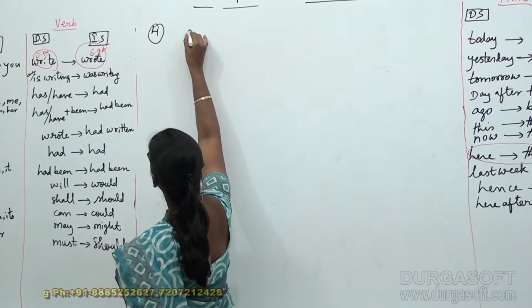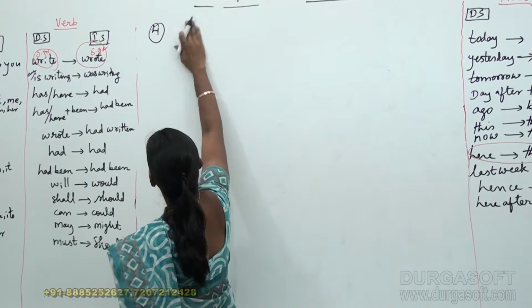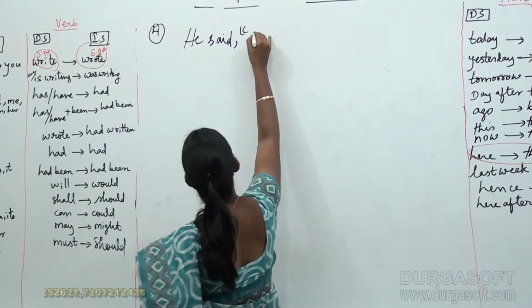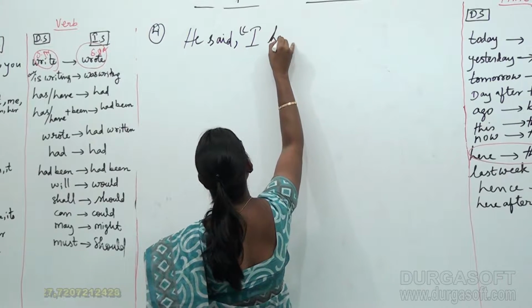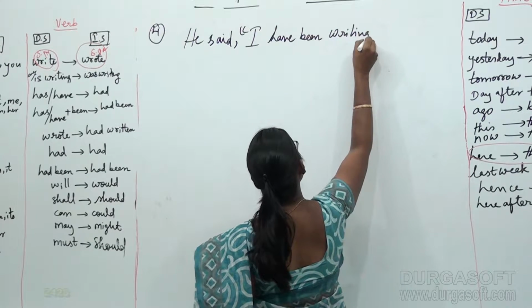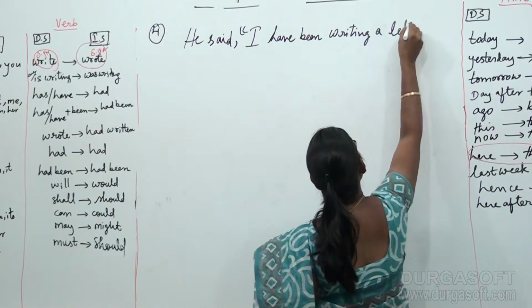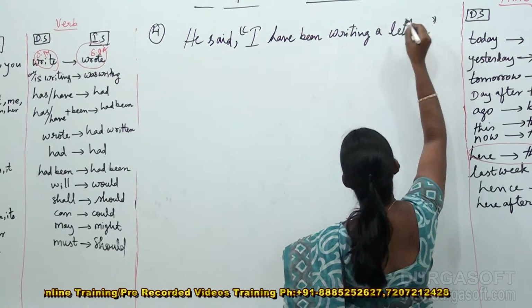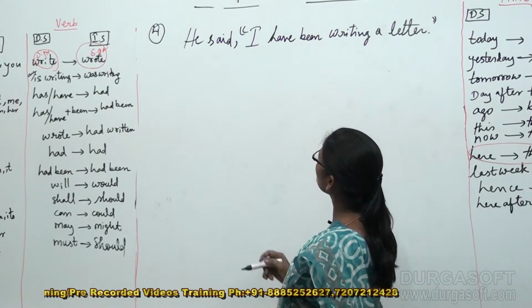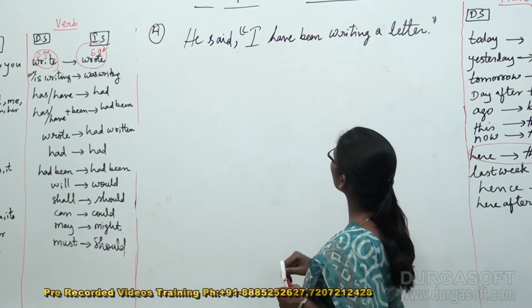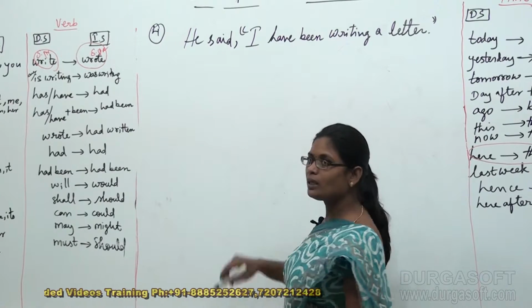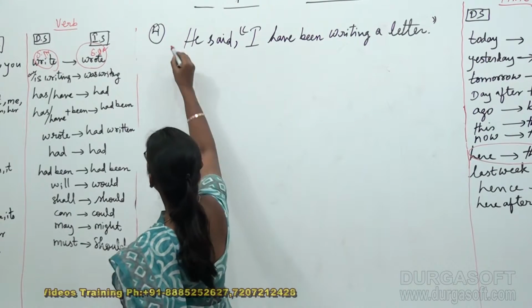Yes, in my quoted speech, he said, I have been writing a letter. That's it. I am not giving extra information. I just ended it at letter. He said, I have been writing a letter. This is B-E-E-N. It's not Mr. Bean. B-E-E-N. And this is my quoted speech.